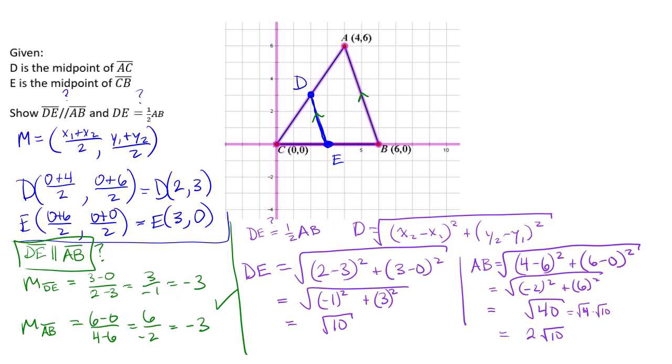And so that means that this is true, that AB is double DE. Or in other words, DE is half of AB. Okay? All right, and you can even put it into that equation if you want. You can put root 10. Does that equal 1/2 times AB, which is 2 root 10? And that's true, right? 1/2 times 2 is 1, so they cancel out. And you get root 10 equals root 10.